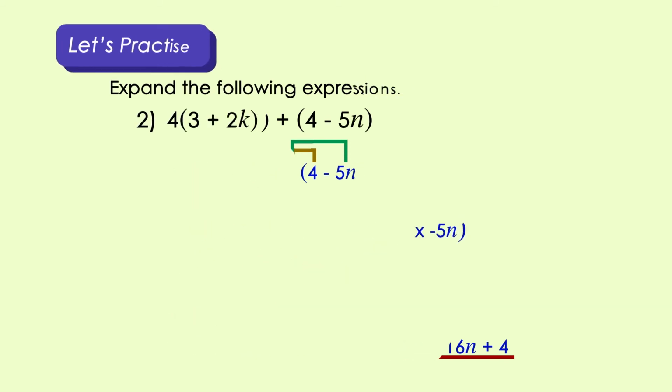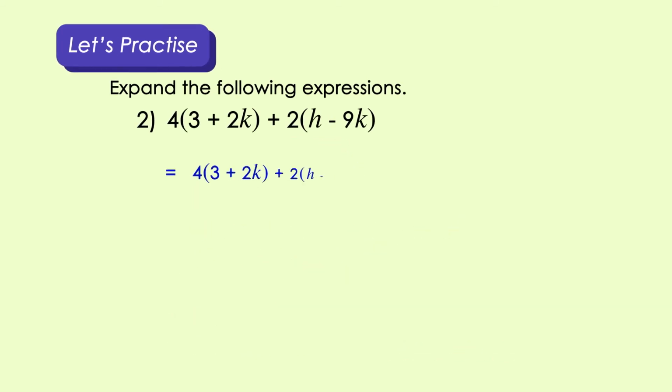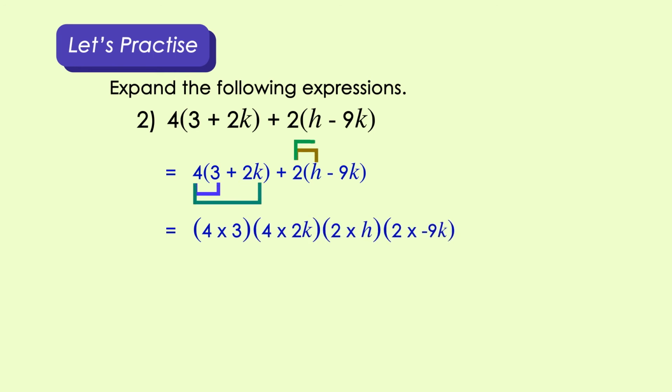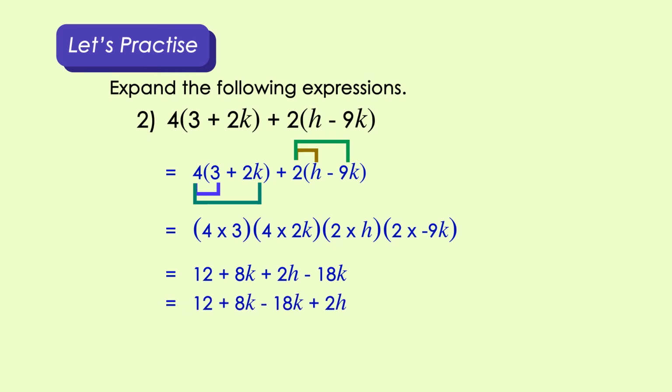Boys and girls, for this question, every term within the bracket needs to be multiplied with the term outside the bracket. Next, we need to solve the like terms. Boys and girls, did you get this answer? 12 minus 10k plus 2h.